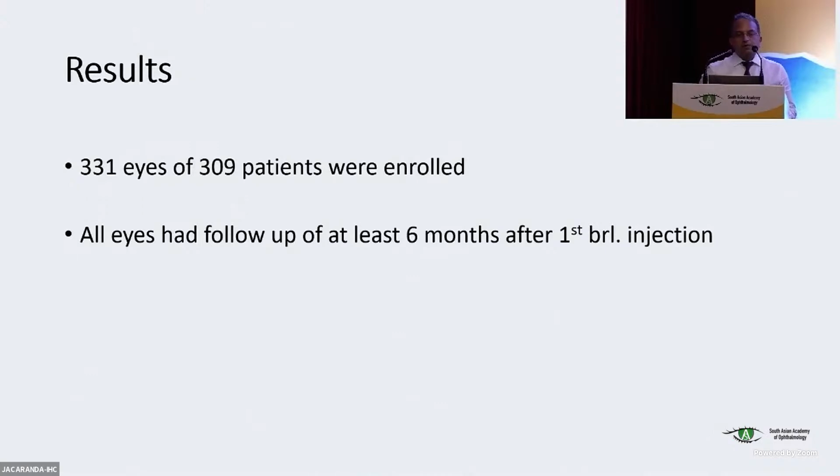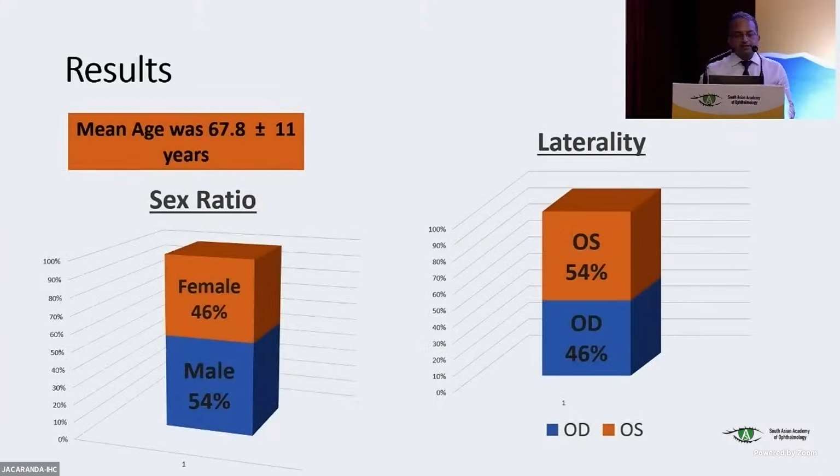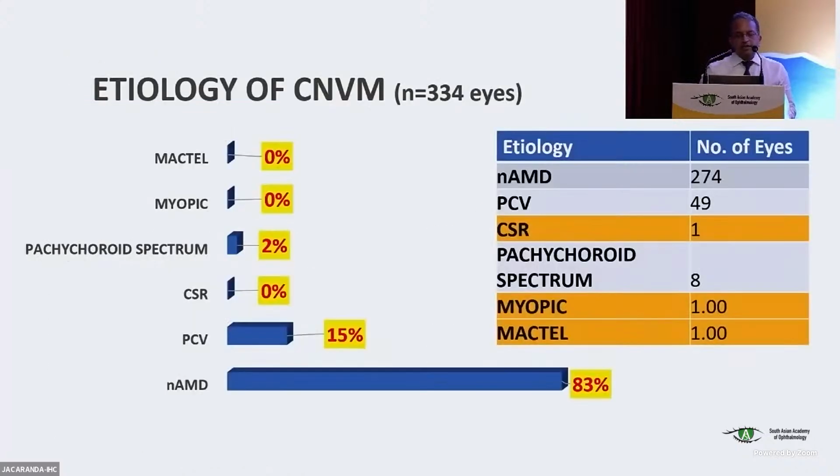And so at the end, we could enroll 331 eyes of 309 patients. So you can see almost 11 patients had both eyes enrolled for the study. And all these eyes had 6 months of follow-up after first injection. Of course, mean age was 67.8 years, and males and females were quite well balanced, 46 and 54%.